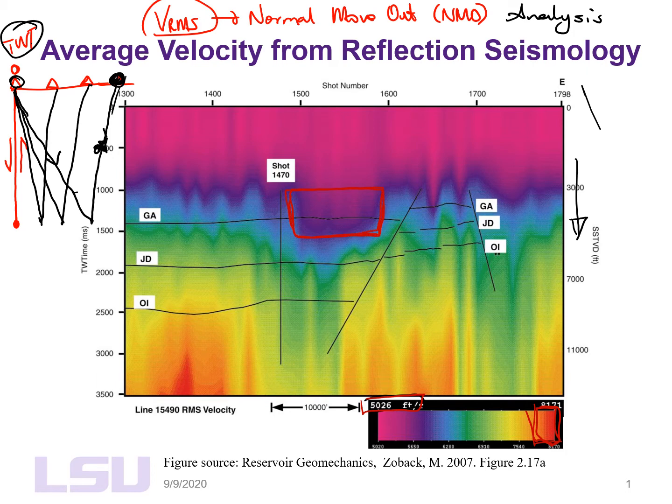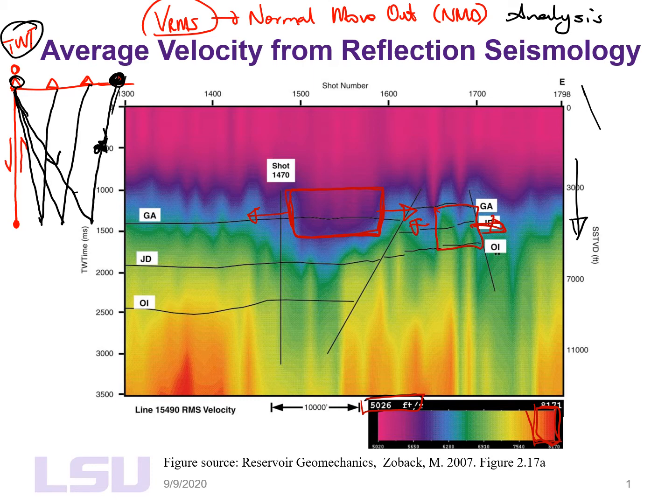In this region, the VRMS is lower than surrounding formations at the same depth. And if you look at this region, it's higher than surrounding formations at the same depth.